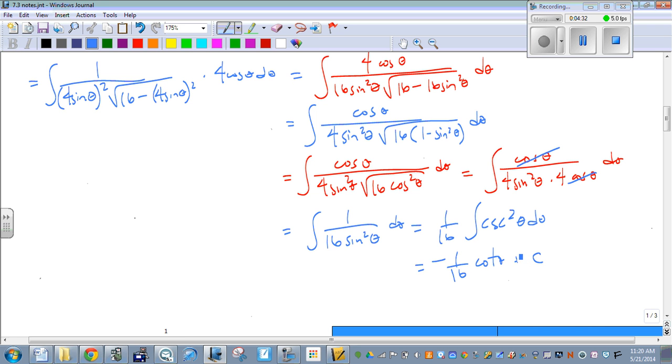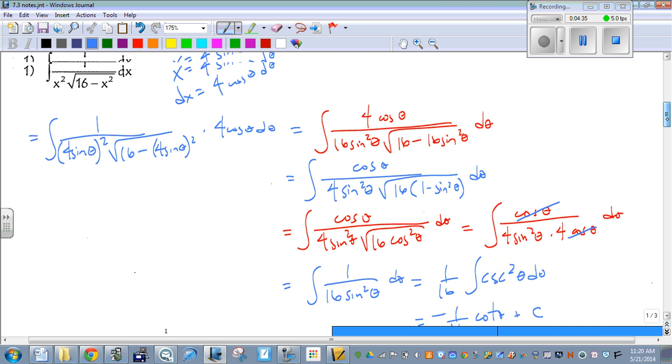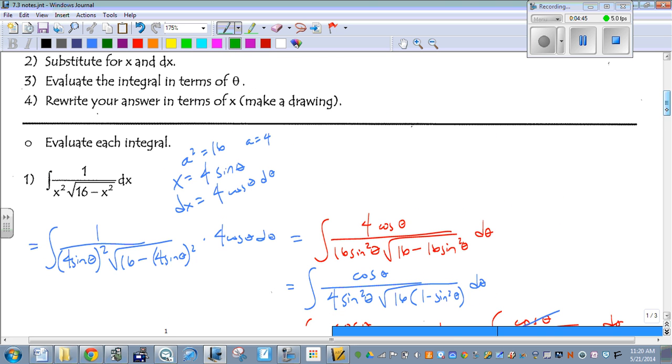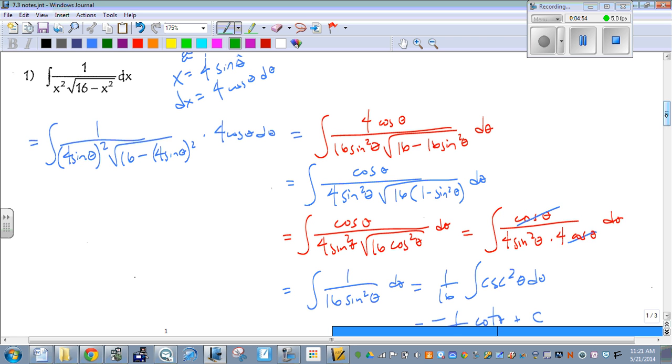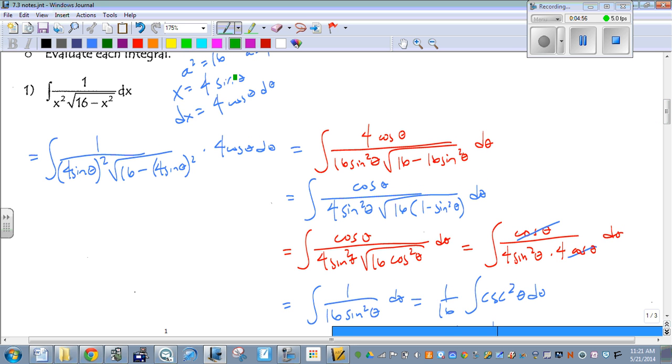So you think we're done now, but remember we started off this problem in terms of x. We did some substitution and we put it in terms of theta, but we want our final answer to be in terms of x. So the fourth step in this process is to write your answer in terms of x. And we can do that by using a drawing to help us. So if we take this information right here, x equals 4 sine of theta. Well, if x equals 4 sine of theta, that means sine of theta equals x over 4.